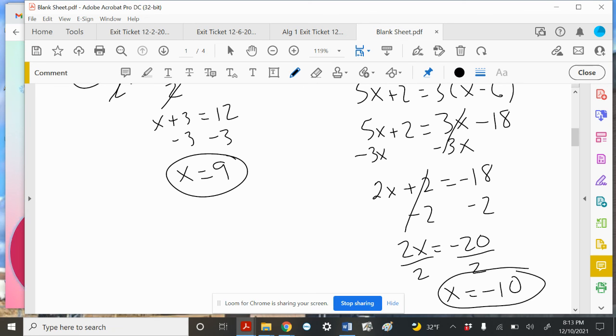So those are the 5 solving problems that we need to do for this exit ticket. My next video will go into the simplification of some of those problems, which are 3 of the problems.